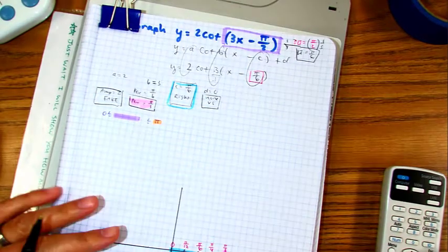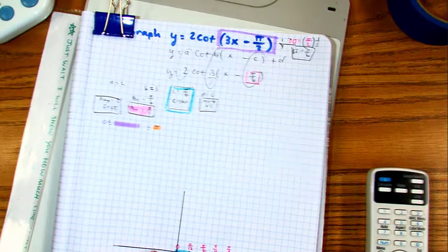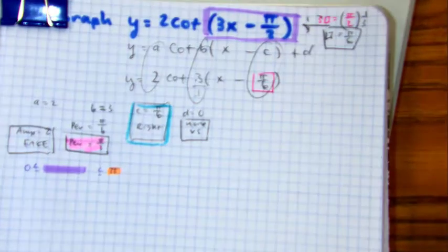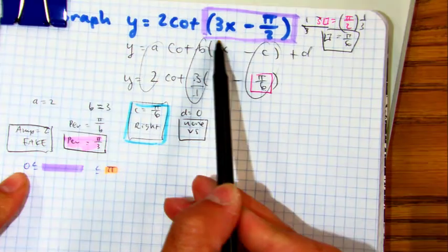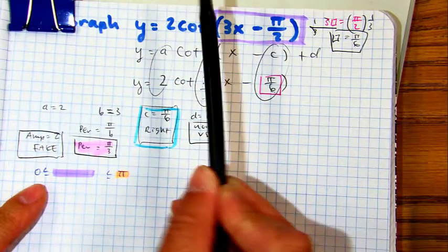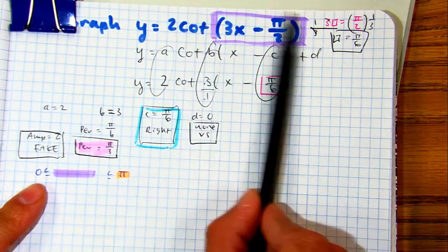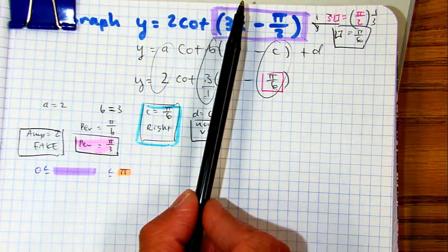For cotangent, your period is how long? Pi over b. So everyone say it doesn't matter. You can actually put the purple or anything to the right of the trig function, whether it has a c value or it doesn't. Okay.